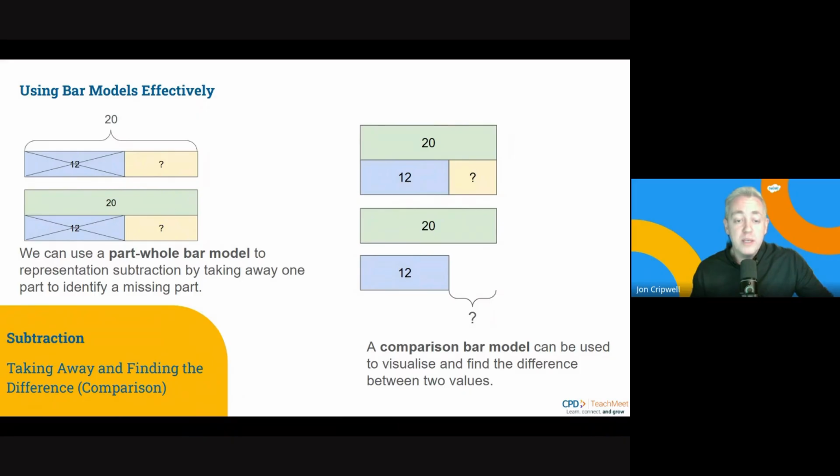For subtraction, we can use a part-whole bar model to represent subtraction by taking away one part to identify a missing part. So we know that we're starting with 20. We know that we're taking away 12, and we know that there will be a missing part here that we can find by doing 20 take away 12. Just notice in the construction of this bar, the 12 is greater than the missing part here, and I would be constructing this with children.